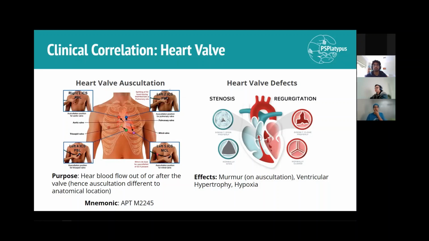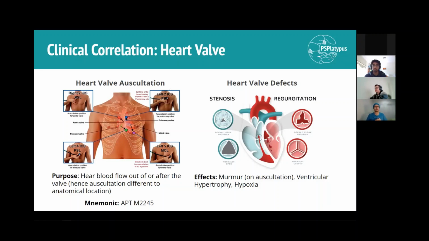But I think that another useful way you could think about remembering is the mnemonic apartment M2245, which again is just another way you can remember it, whatever works for you. But I think one way that I really remembered it was that only one of these locations is on the right side, everything else on the left side, and they're almost all going to be parasternal, except for this single one over here, which is midclavicular.